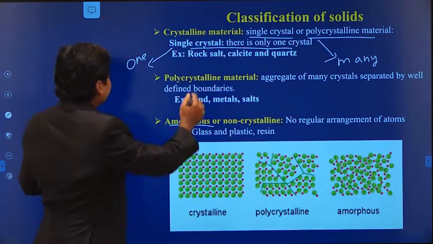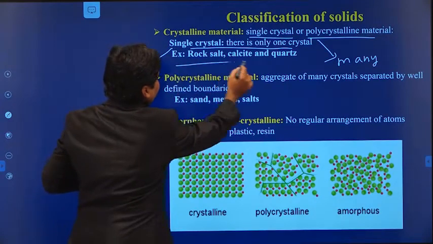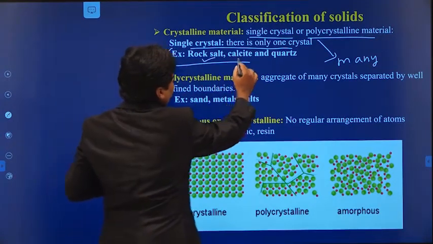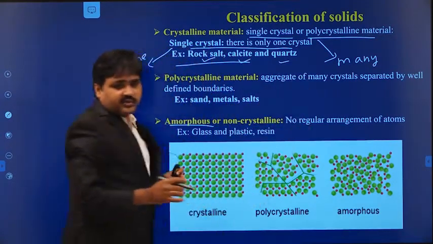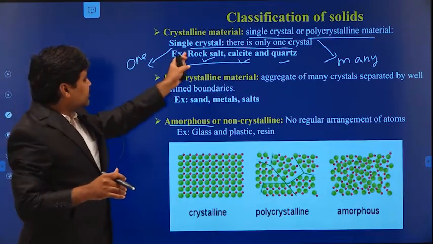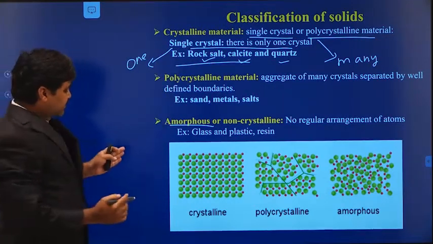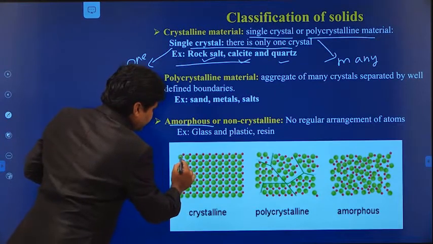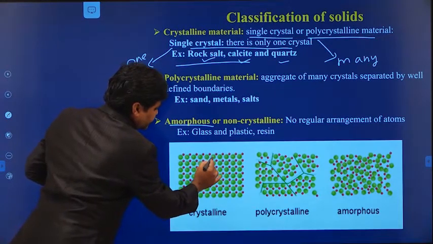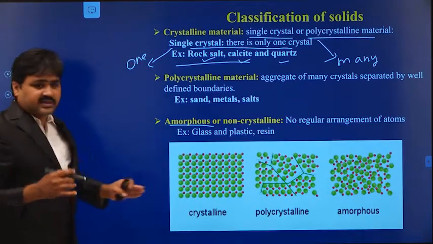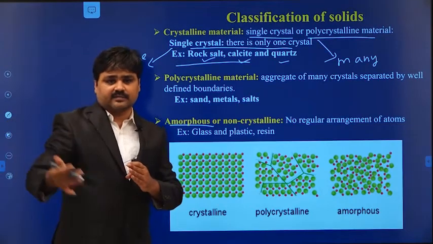Single crystal means only one crystal, and examples are rock salt, calcite crystal or quartz crystal. These belong to the single crystal. In a single crystal, you can see there will be a regular and periodic arrangement of atoms. Regular means the same atom is repeating again and again, recurrence.